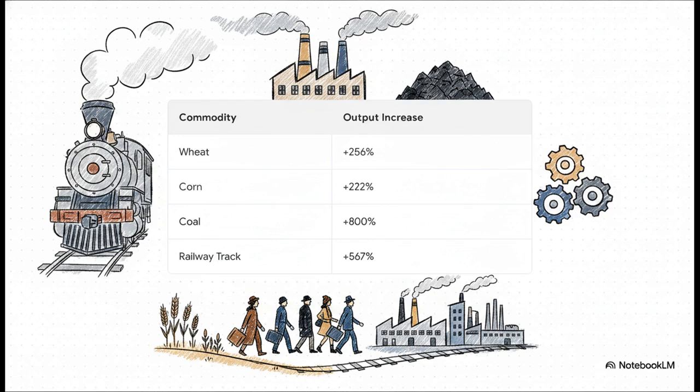Check out these mind-blowing leaps in production over just 3 decades. Coal output is up 800%. Railway track is up 567%. The United States literally became an industrial powerhouse overnight, drawing in millions of immigrants looking for opportunity and drastically shifting the nation from a farming society to an industrial juggernaut.